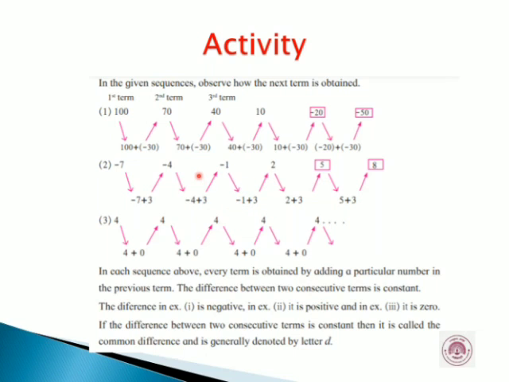In the first example, the difference is negative, that is minus 30. In the second example, it is 3, which is a positive number. And in the third sequence, it is 0. Now, if the difference between two consecutive terms is constant, then it is called the common difference and is generally denoted by the letter d. So, this difference between two consecutive terms is defined as the common difference, and it is denoted by the letter d.